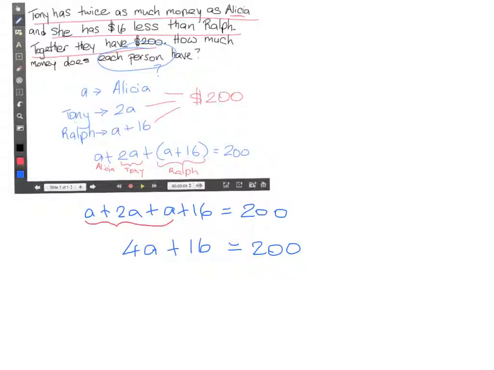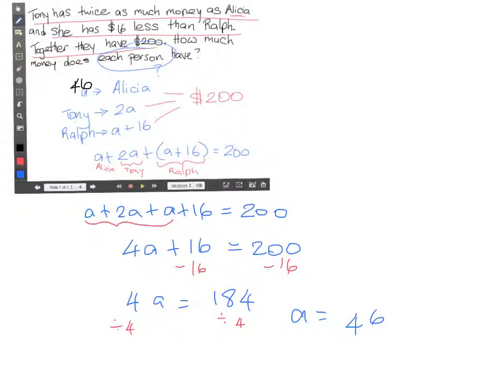Now we can go ahead and isolate that A. So the first thing we want to do is take 16 from both sides. And we get that 4A is equal to 184, is it? Awesome. And then now we can do the last step here in solving the equation, which is dividing both sides by 4. And we get that A is equal to 46. All right, so once we figure out that A is 46, now that means we know Alicia's amount. So we can stick that up here as 46.